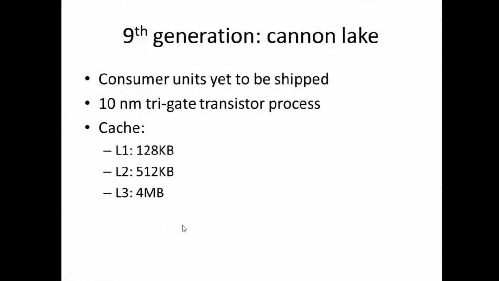Another 9th generation processor was introduced, codenamed Cannon Lake, with a size of around 10 nanometer. Here the cache sizes increased. L1 is 128 KB, L2 is 512 KB, and L3 is 4 megabits. So there was a doubling in the cache memory.